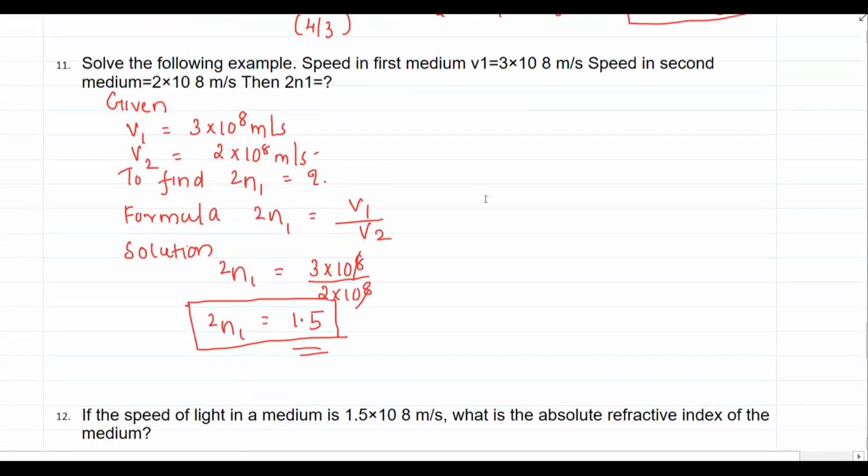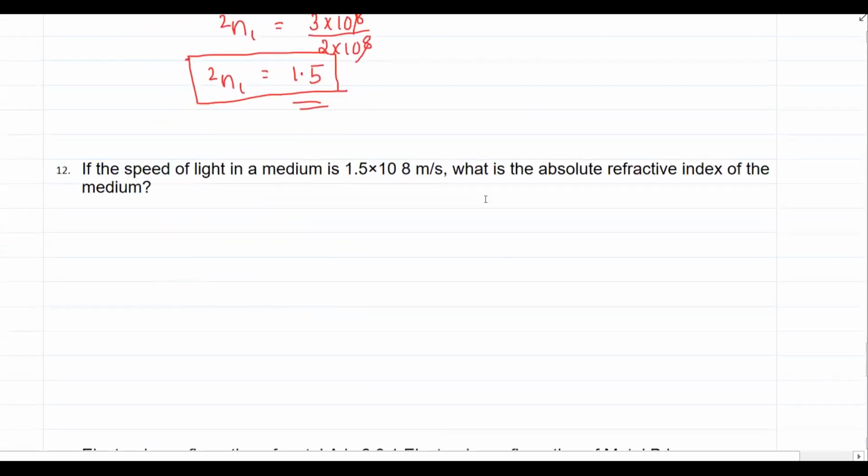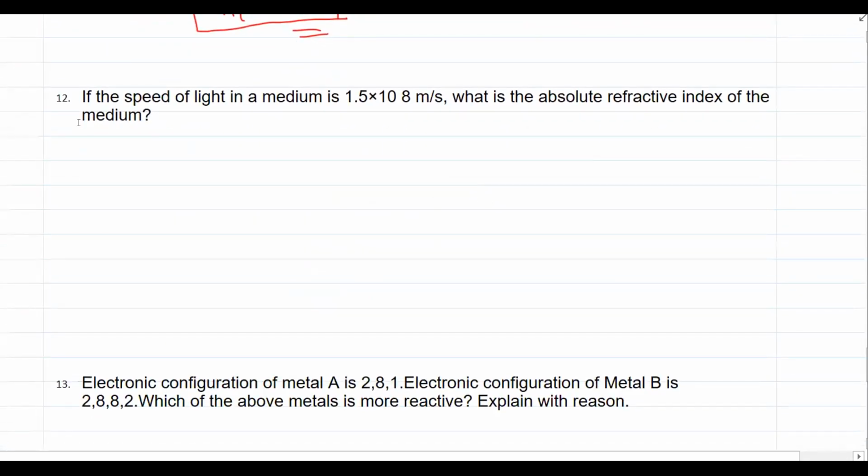I hope you all understood this. Now let us solve the next question. If the speed of light in a medium is 1.5 into 10 raised to 8 meter per second. Speed of light in a medium is given. What is the absolute refractive index of the medium? I told you, if first medium is vacuum, then the refractive index of second medium is called the absolute refractive index. Okay, one medium is vacuum.